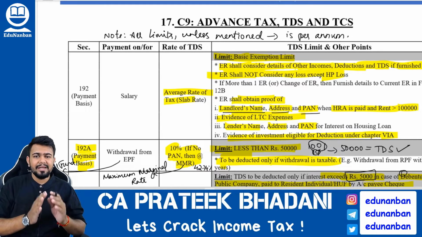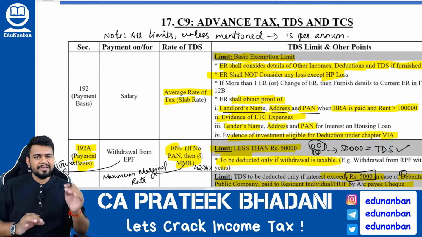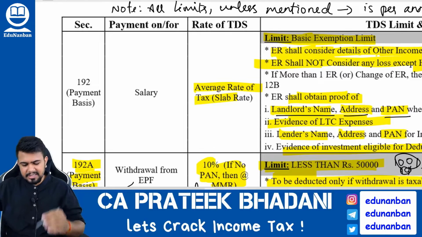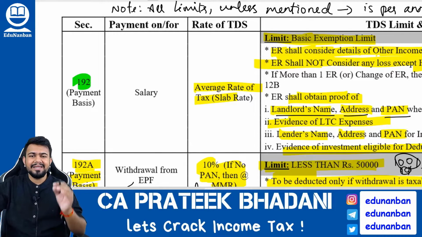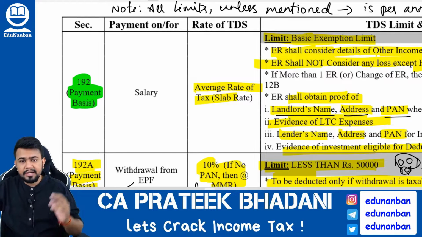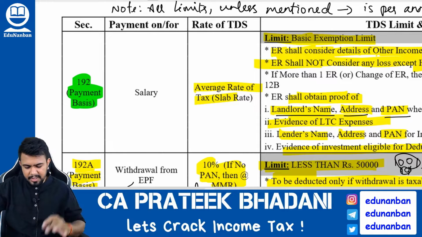Firstly, I would like to tell that TDS is generally deducted on payment or credit, whichever is earlier. Payment or credit, whichever is earlier. But the first section that we are going to learn is section number 192, which discusses TDS on salary. This TDS is deducted only on payment basis. So you should not see payment or credit, whichever is earlier. You should deduct the TDS only on payment basis.